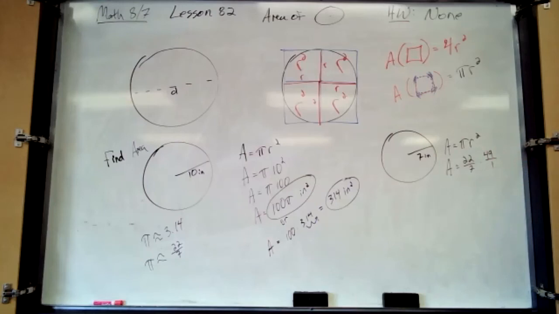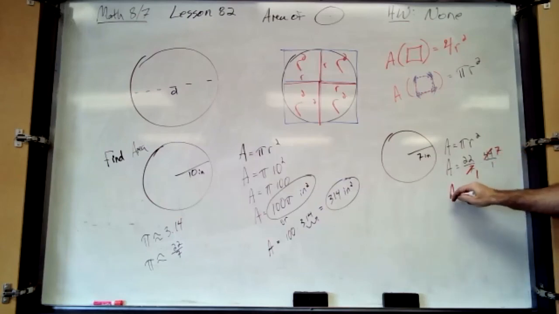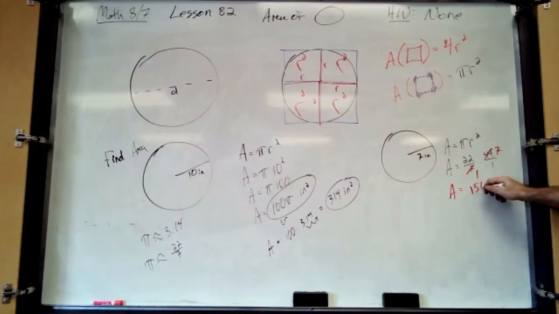And then I'm going to take out my red pen and cancel. Look at that. That's nice. So that's 154 square inches, and I'm done. So do you see why I used 22 sevenths instead of 3.14? It worked out better. Easier. All right, that's all I got.